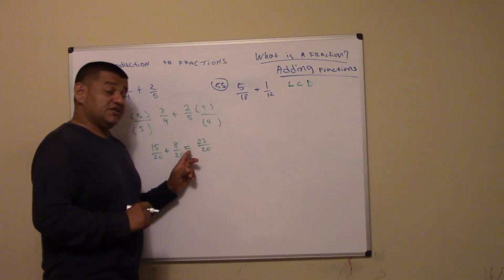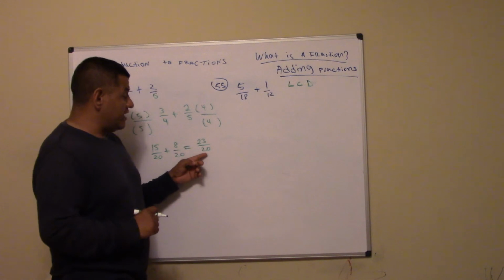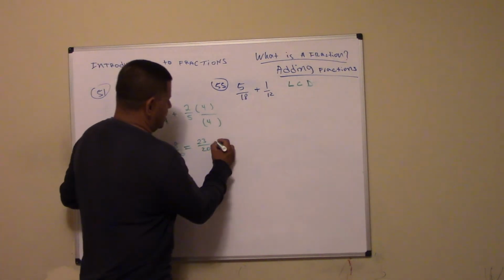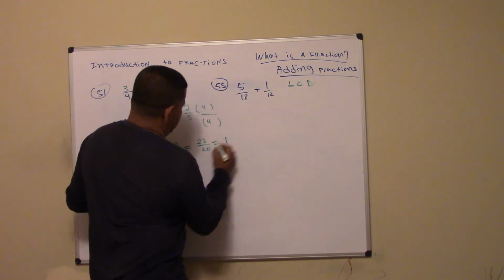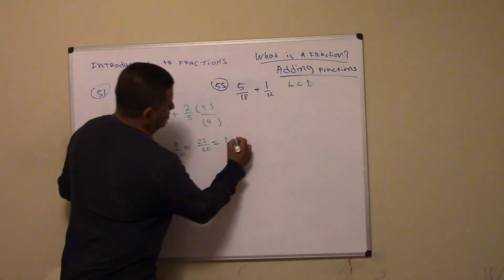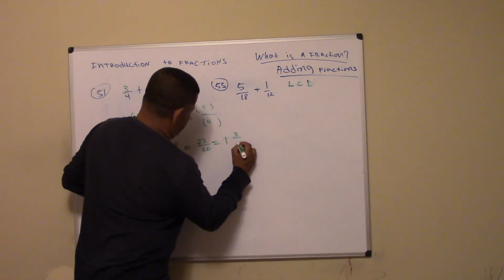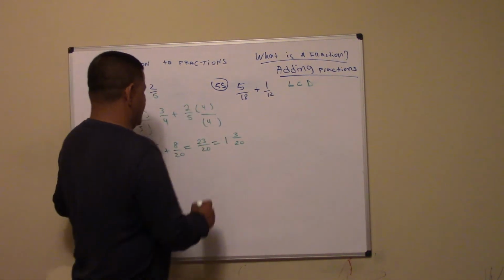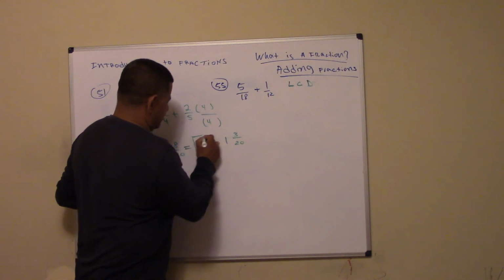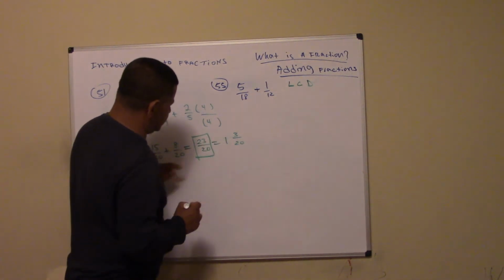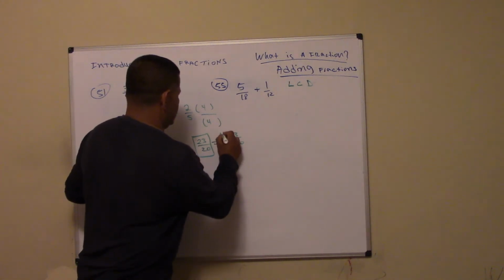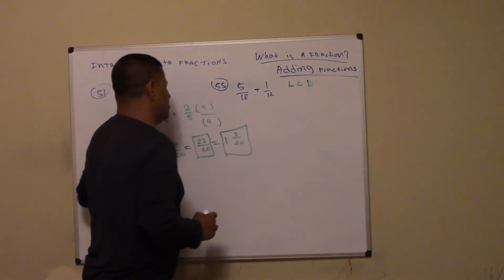Well, what if the teacher tells you to reduce this to the lowest terms? All you have to do is divide 23 by 20, which is going to be 1, and the remainder is 3, so it's going to be 1 and 3 over 20. So therefore, this is the answer. This is also the answer, but this is not in the standard form. This right here is reduced to the lowest term.